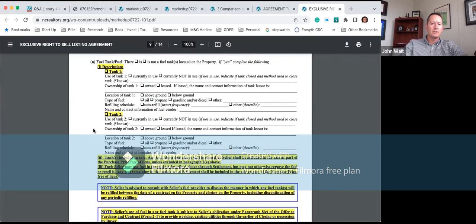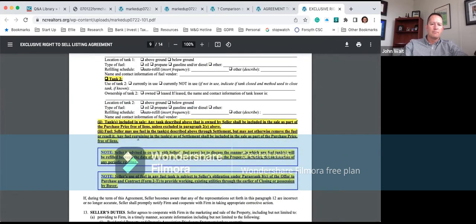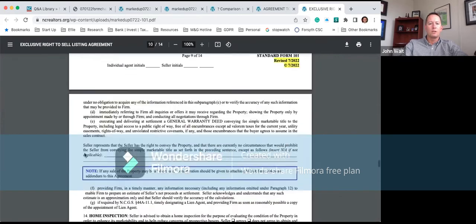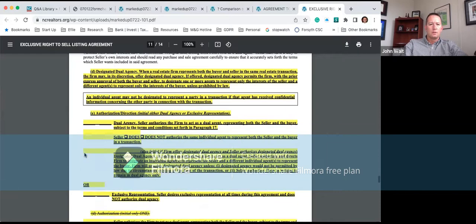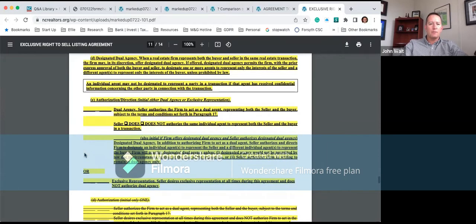And here's the new fuel tank section here, and it's exactly the same as 2T. This right here, if you haven't dealt with this already, then I think that's probably a good thing. This is not the way I would have chosen to draft this, so don't shoot the messenger. But it is the way the Forms Committee wanted to get it done.